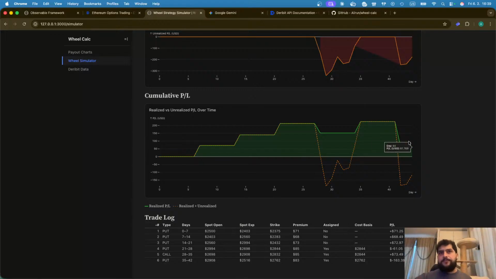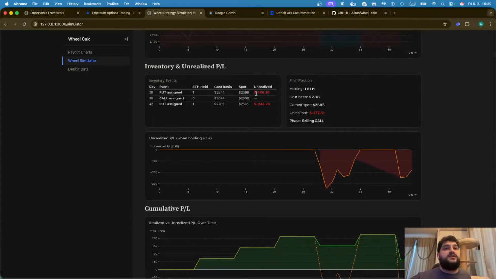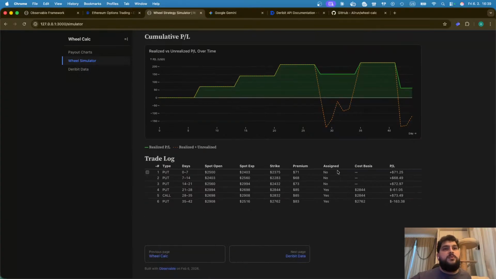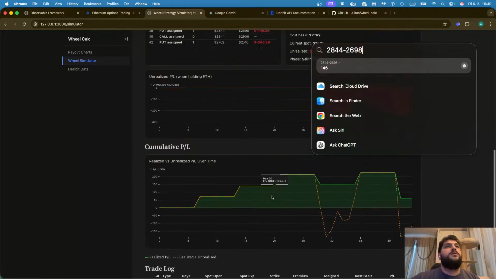I'm bullish on Ethereum in general, so it doesn't matter here. I'm just waiting. I collected my realized profit here. I'm gonna keep it like that. I have some small realized loss here just because of the difference between the purchase price, the expiration, and the strike, right? Yes. $146.